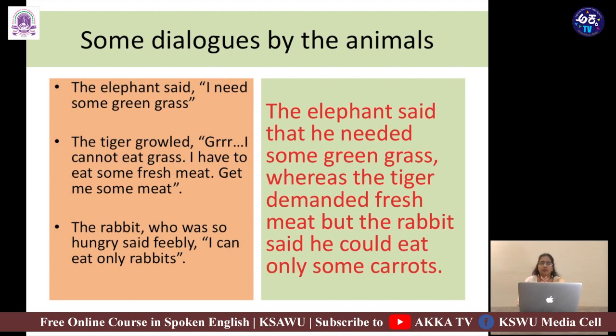Let's see what happened. Now, the report was made, and just a small sentence out of that report for us to understand how third person is written and how first person sentences are converted. So, thus goes the sentence. It says, the elephant said that he needed some green grass, whereas the tiger demanded fresh meat, but the rabbit said he could eat only some carrots. Now look at this. The rabbit had in fact said rabbits, but that was wrong. So the wise writer who wrote the minutes of the meeting already brought in a correction.